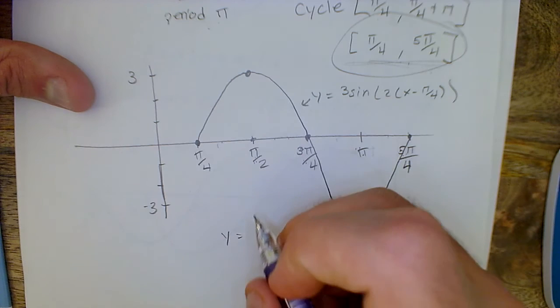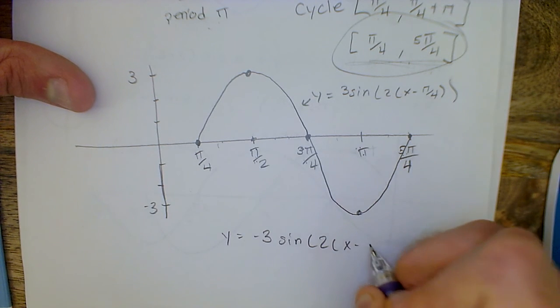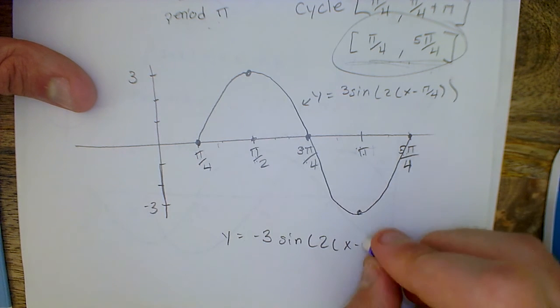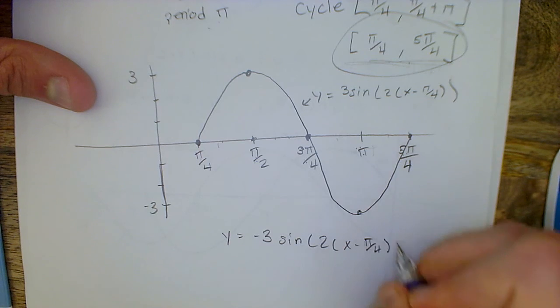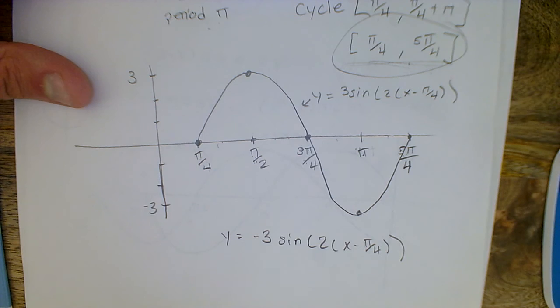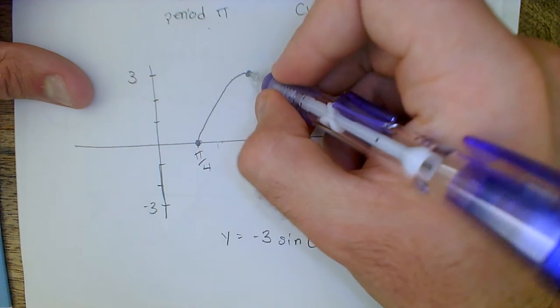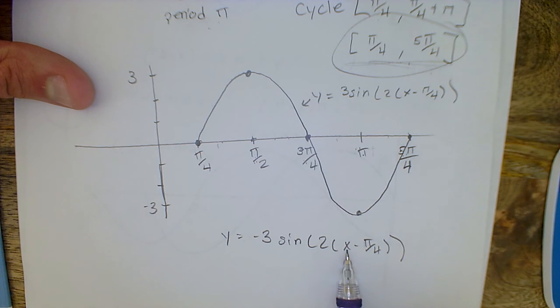So what if I wanted y equal to negative 3 sine of 2 times x minus pi over 4? Right, so you still start at 0. Negative 0 is still 0. But now instead of going up to positive 3, if I plug in pi over 2, I get pi over 2 minus pi over 4, which is pi over 4, times 2, which is pi over 2.